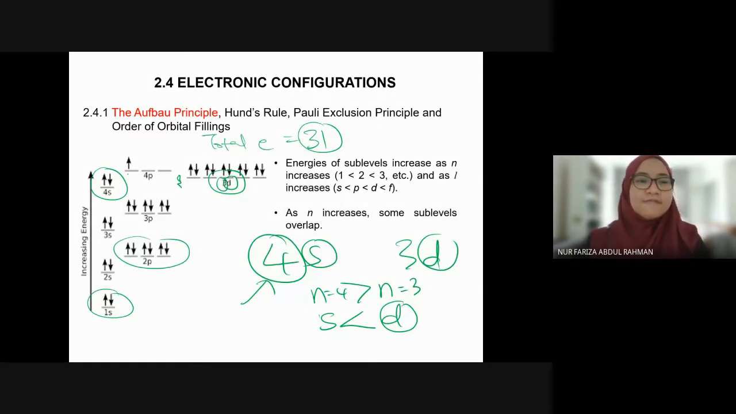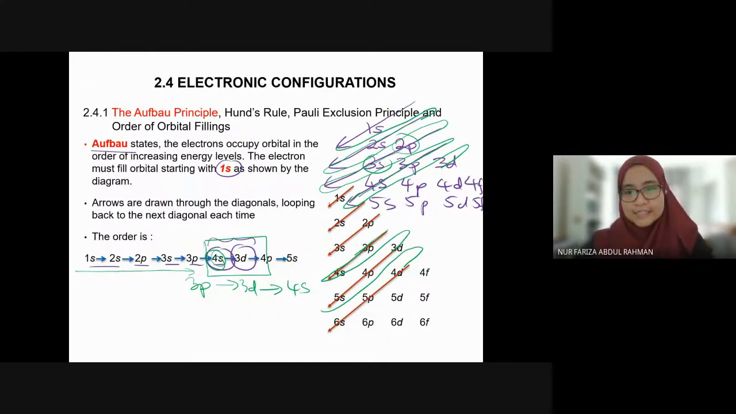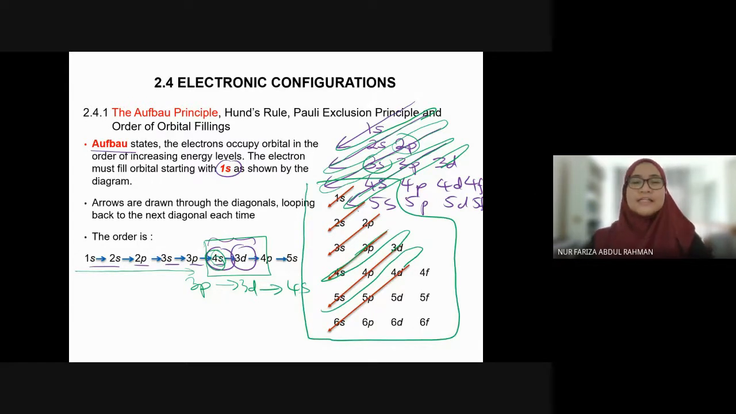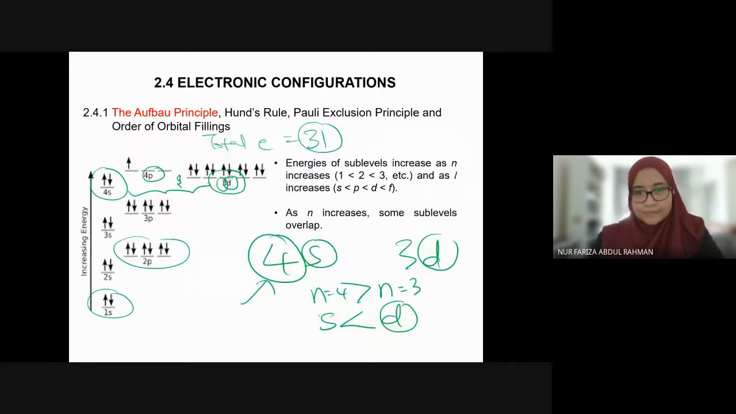Okay, and then followed by 4P. 4P macam biasalah. Dekat sini students selalu miss out. That's why you need to use this tangga ni. Kalau you pakai tangga, there should be no problem. Tapi kalau just based on suka hati, dia akan miss out. Confirm akan miss out this part. Okay, kena start filling up the 4S, then only the 3D. Okay, this is based on Aufbau.